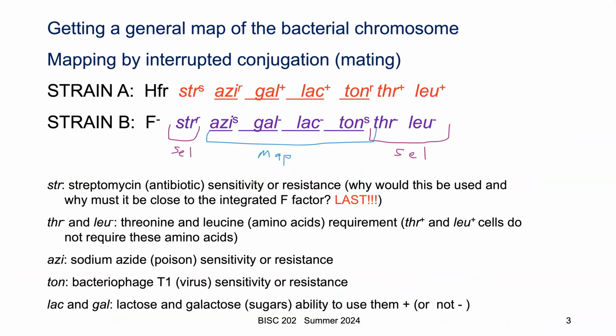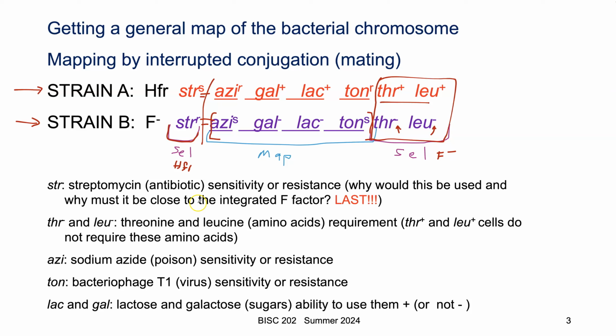Okay, and so this is the one we're actually going to work with. So we have our strain A, which is our HFR strain, and our strain B, which is the F minus strain. These are the ones we use for selection against the F minus cells because they can't make their own leucine and threonine, but the HFR cells can. And then this is the one we use to select against the HFR strain. And then the genes that we're going to map are shown in the middle here, but there's a lot of space between this region and the area that we're mapping.